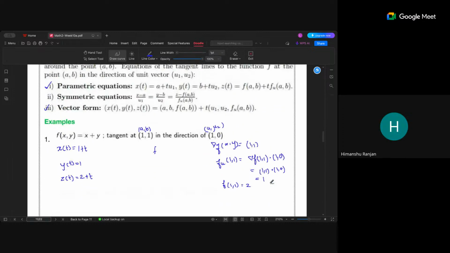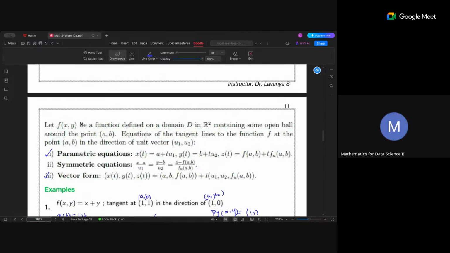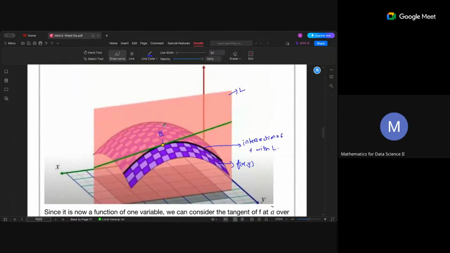Ma'am, this equation is in 2D, na? Then why are we calculating in 3 dimensions? See, this function is a function of two variables, but this tangent is lying in R3, right? Here you see. Yes ma'am, got it.